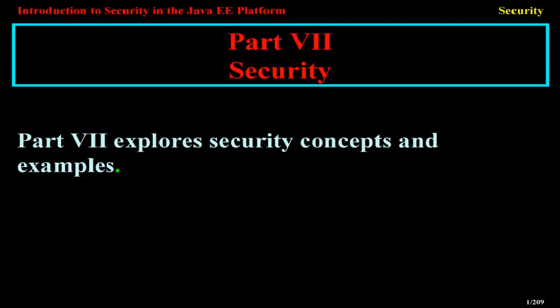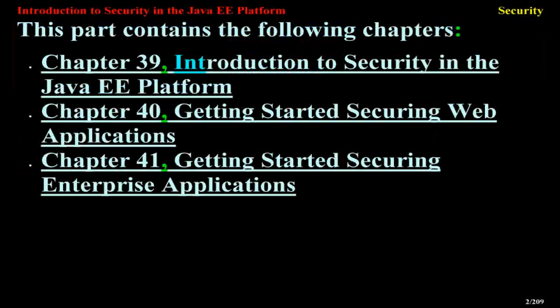Part 7 Security. Part 7 explores security concepts and examples. This part contains the following chapters. Chapter 39, Introduction to Security in the Java EE Platform. Chapter 40, Getting Started Securing Web Applications. Chapter 41, Getting Started Securing Enterprise Applications.